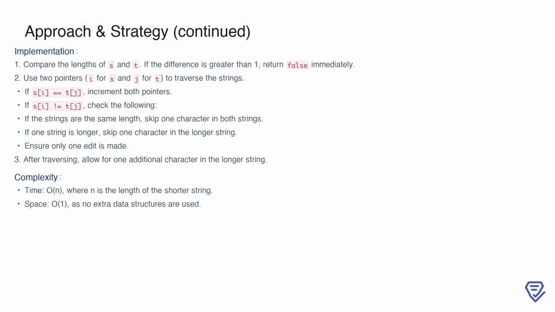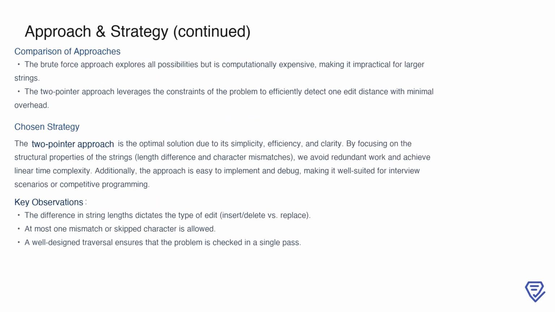This implementation achieves a time complexity of O(n), where n is the length of the shorter string, and it uses O(1) space, as no additional data structures are required. When comparing the two approaches, it's clear that the brute force method, while exhaustive, is computationally expensive and unsuitable for larger strings. It explores all possibilities without leveraging the constraints of the problem, leading to significant inefficiency.